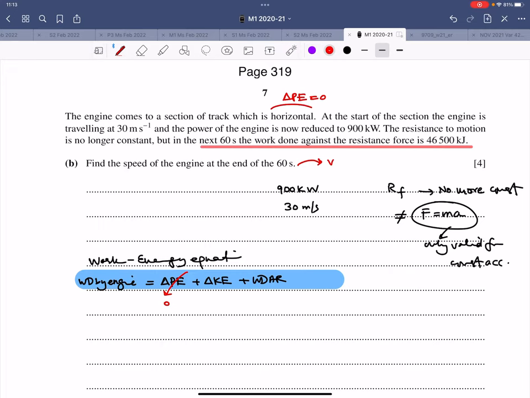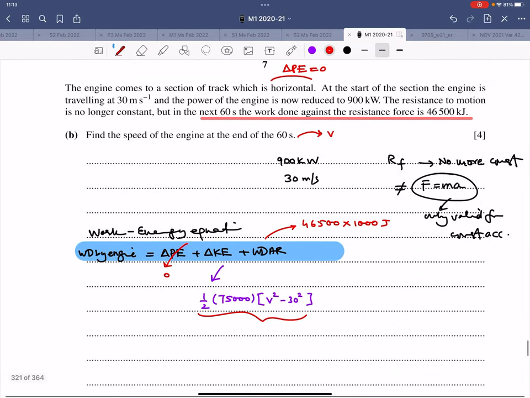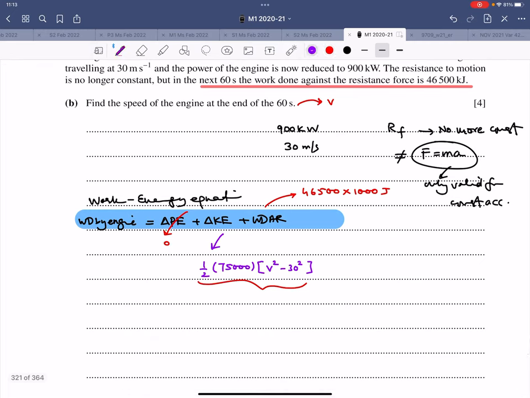So now the change in kinetic energy is half times 75,000 times V squared minus 30 squared. That is this part. Work done against resistance is already given. That's 46500 into 1000 joules. So what are they asking for? They are asking for the work done by the engine. Now you have to involve power, which is work divided by time. We don't have the work given, and we are looking for V.